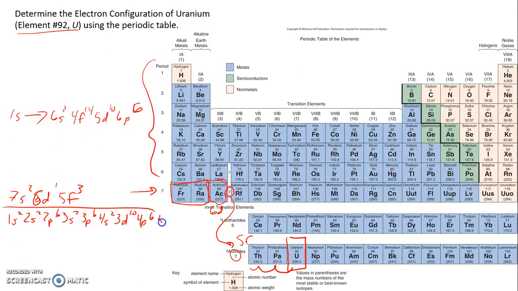Fifth period is 5s2, 4d10, 5p6. And then the sixth period would be 6s2, 4f14, 5d10, 6p6. That's the sixth period. Now the seventh period, we finish with what we just wrote, 7s2, 6d1, 5f3. And there's your electron configuration for uranium.